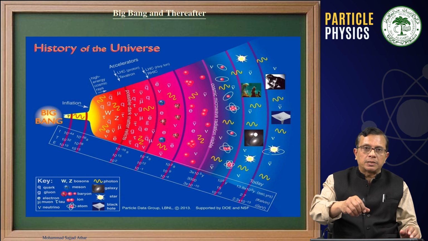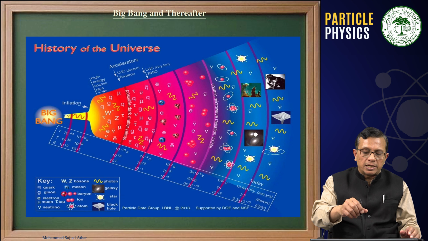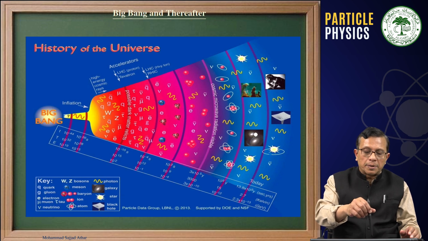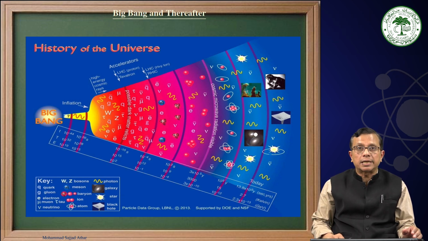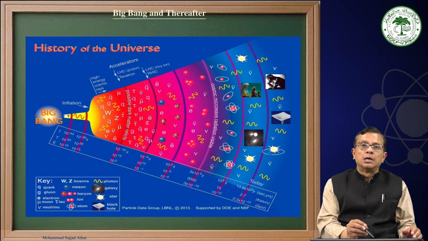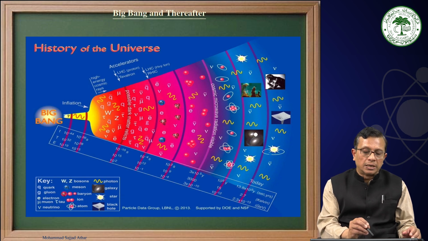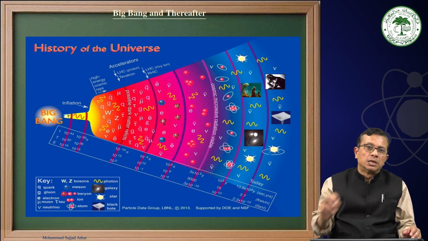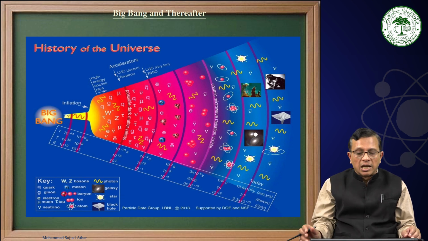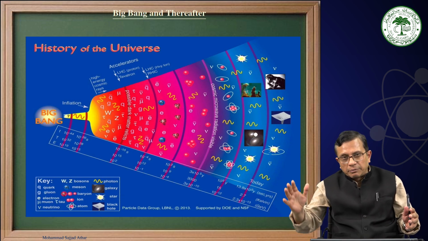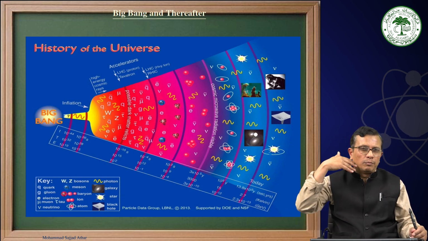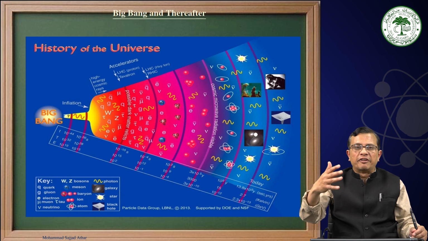Then when the temperature was 10 power 15 degree Kelvin, the universe was 10 power minus 10 seconds old. Then we are talking about the temperature when the temperature was 10 power 28 degree Kelvin, universe was 10 power minus 36 seconds old. And then the temperature was more than 10 power 32 degree Kelvin, and the time was 10 to the power minus 44 seconds after the Big Bang. Therefore, this is the gradual process from right to left that we want to go, and we have moved really in the last 50-60 years.